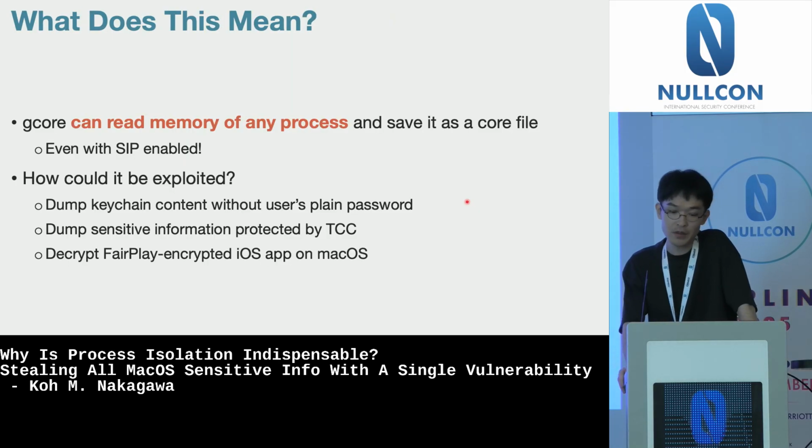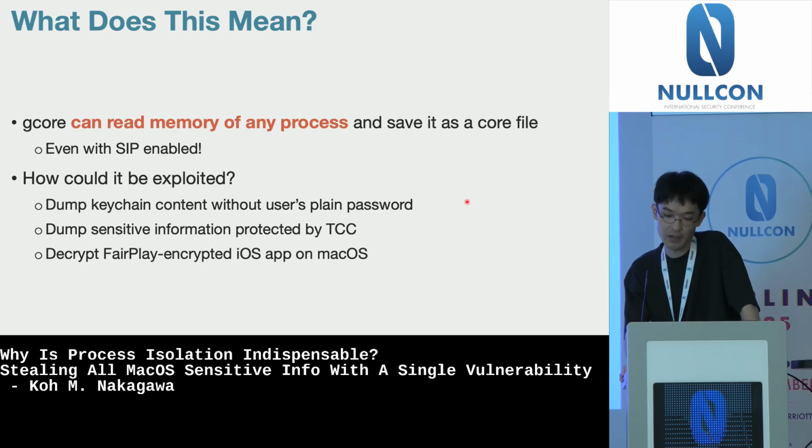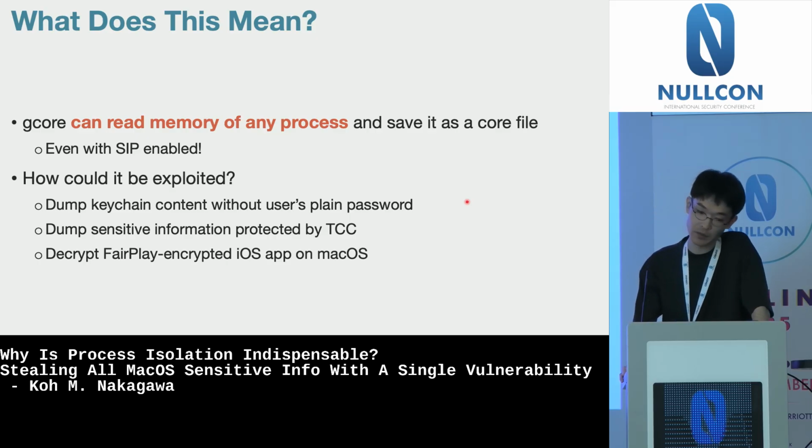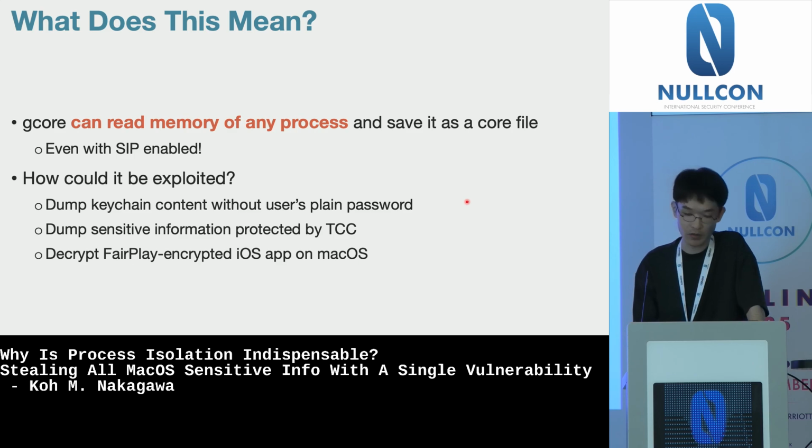Why? Because having the system task ports read entitlement means gcore can read the memory of any process and save it as a core image, even with SIP enabled. So let me walk you through 3 different ways this can be exploited.